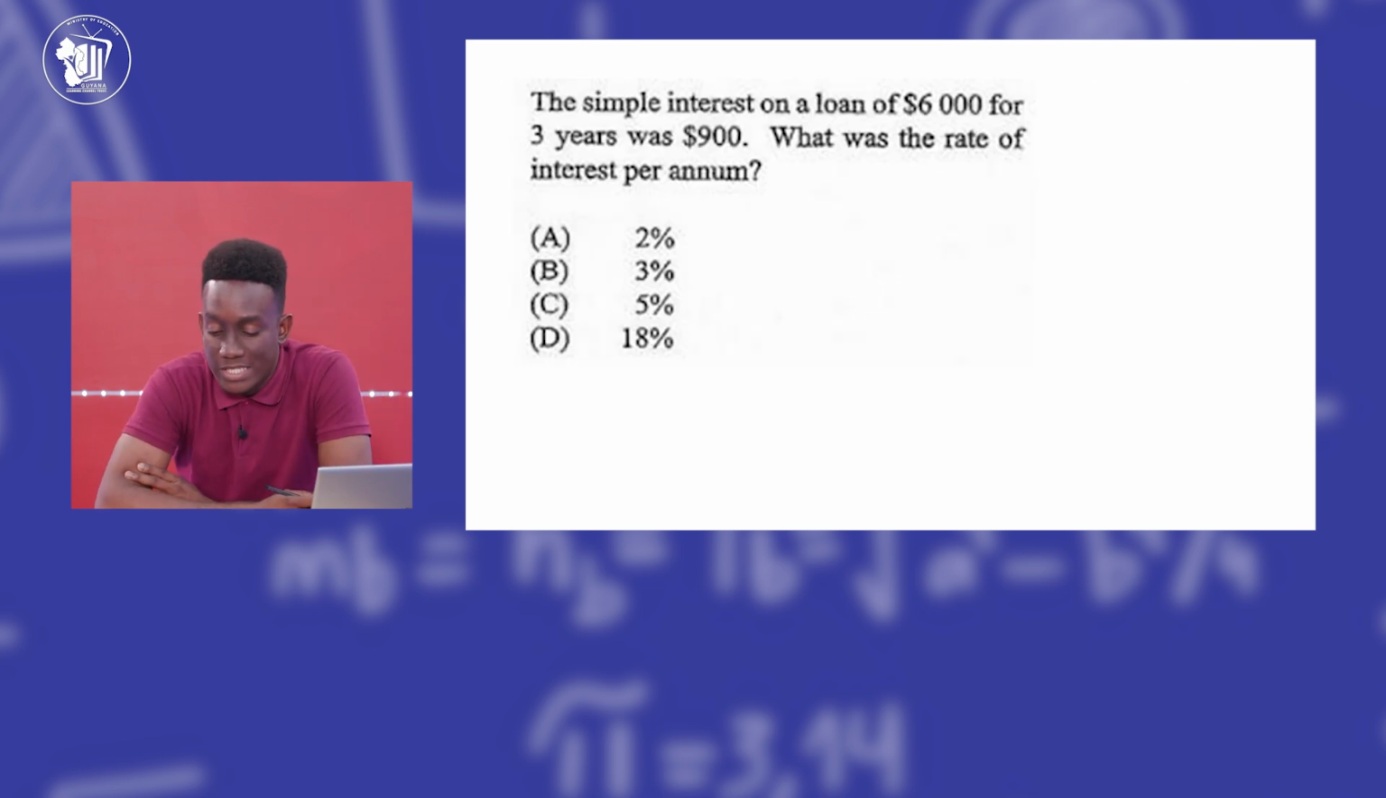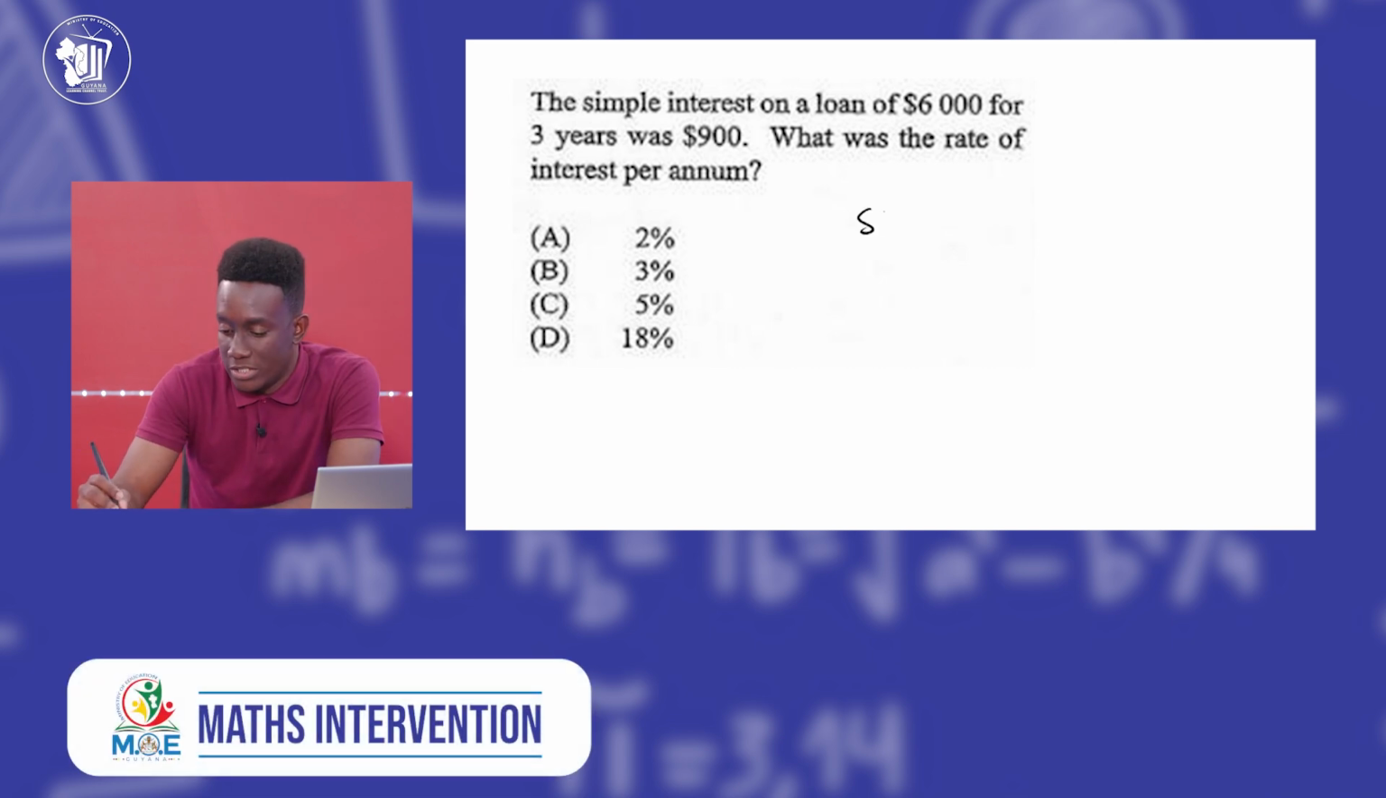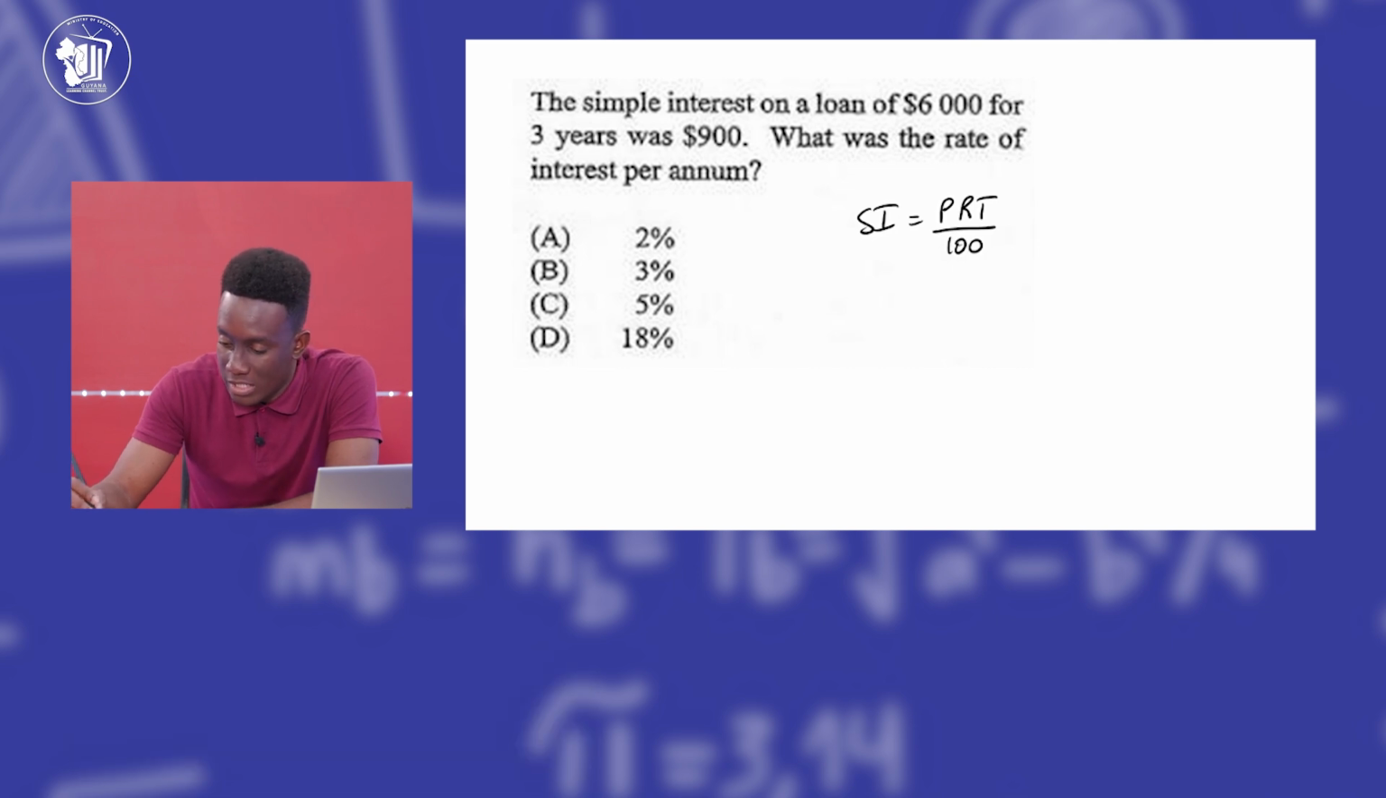Next question says, the simple interest on a loan of 6,000 for 3 years was 900. What was the rate of interest per annum? So we know simple interest is equal to PRT, all divided by 100. So we know P is the principal, R is the rate, T is the time, and SI is the simple interest.